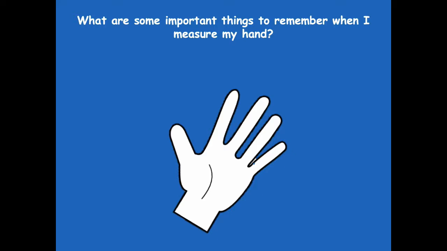So what are some important things to remember when I measure my hand? So think back to when we're measuring things. What are some important things that we need to think about? Well, we have to start measuring at 0 on the ruler, right? That's the easiest way to do it. However, we did learn in previous lessons that we could start at other numbers. But the easiest way when you're measuring something small like your hand, start at 0.